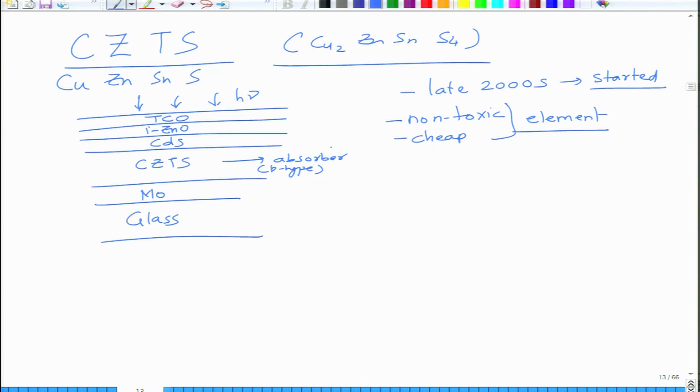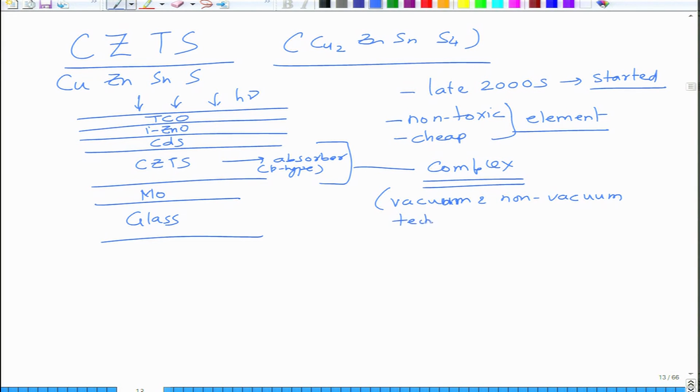However, the fabrication of CZTS is not trivial. It's a complex process because you have 4 elements present. So as a result, the fabrication of CZTS is a problem. It can be made by both vacuum and non-vacuum techniques, very similar to CIGS technology. In CIGS we do selenization, here we do sulfurization. Sulfurization is a key step.